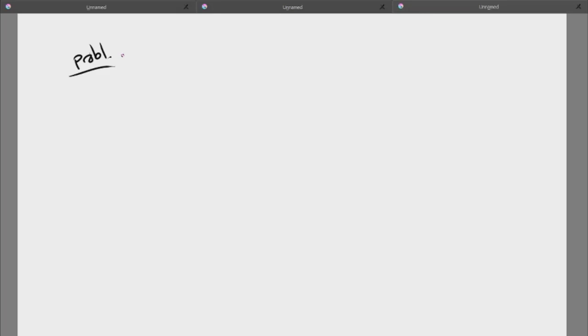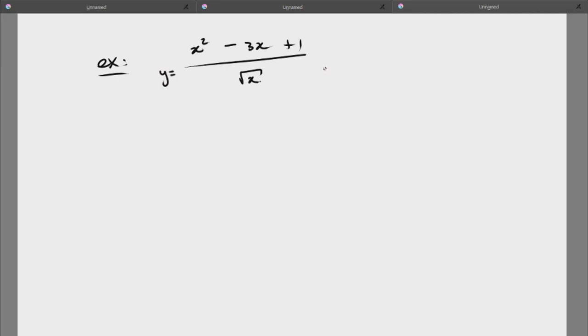Let me backtrack a second. I can't remember exactly the example we did, but if I look, for example, at x squared minus 3x plus 1 over root x, something like that. That is the ugliest square root I've ever seen. I can handle that. I just have to simplify. So that's okay. I can do that with my existing properties.